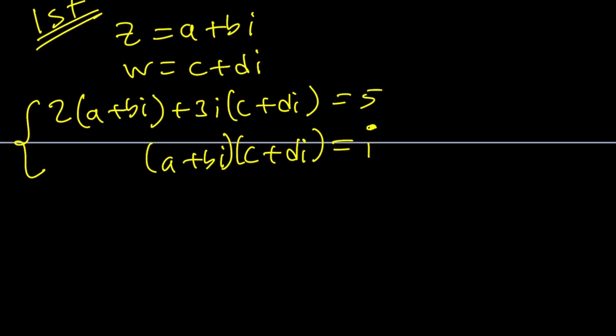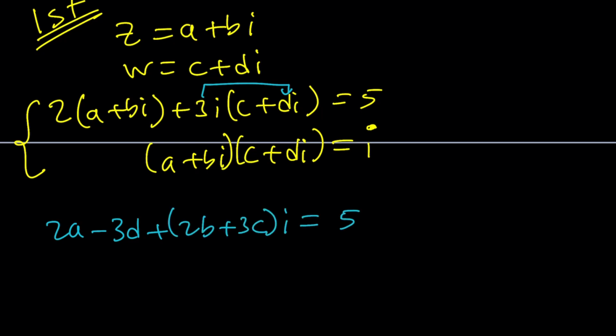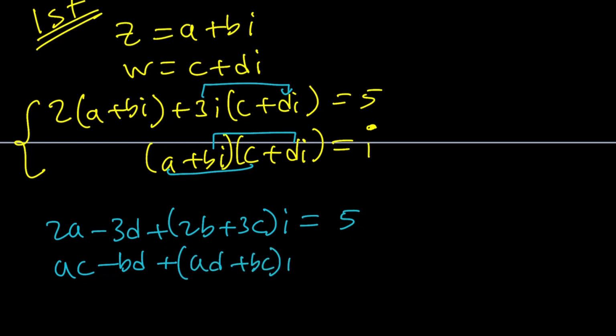Let's go ahead and distribute and simplify. Separate the real and imaginary parts. 2a minus 3d, we get i squared here, which is negative 1. So it's 2a minus 3d plus (2b plus 3c) multiplied by i equals 5. And then from the second equation, we get ac minus bd, and then plus adi and bci. Put those together, and now we've got another system.